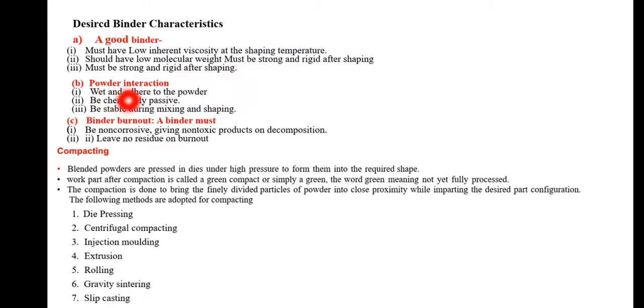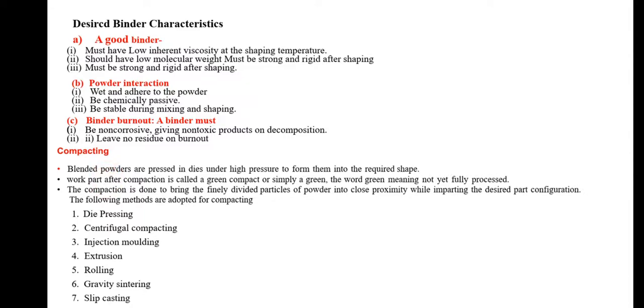Next, point B, powder interaction. Wet and adhere to the powder. The binder should thoroughly wet and adhere, means stick, to the powder. The binder should be chemically passive and stable during mixing and shaping. Binder burnout: a binder must be non-corrosive, giving non-toxic products on decomposition. The binder should leave no residue on burnout.